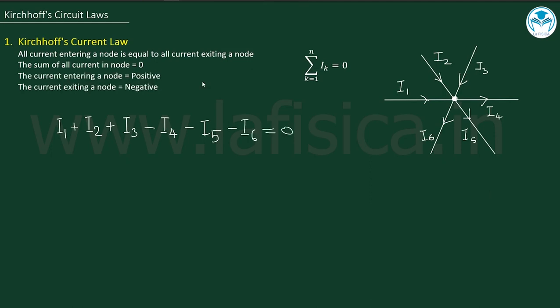We take the current entering a node as positive and the current exiting a node as negative. Then we can write I1 plus I2 plus I3 equal to I4 plus I5 plus I6. That is, all current entering a node equals all current exiting a node.